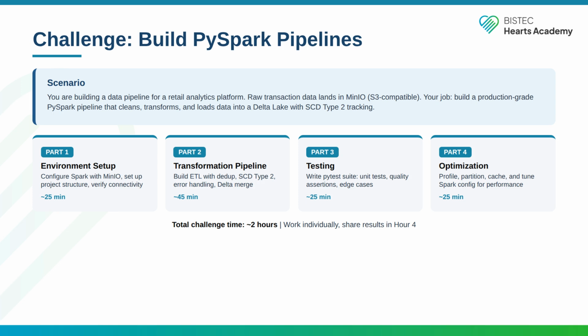Budget about 25 minutes. Part 2 is the transformation pipeline. This is the core work, including deduplication, SCD Type 2 merge, and error handling. Budget about 45 minutes. Part 3 is testing, writing pytest tests for your pipeline functions. Budget about 25 minutes. Part 4 is optimization, profiling your Spark job and applying techniques from the lecture. Budget about 25 minutes. Work individually. In Hour 4, you'll demo your pipeline and participate in a group code review.